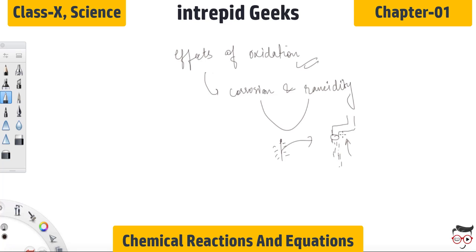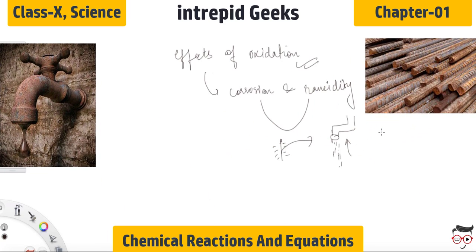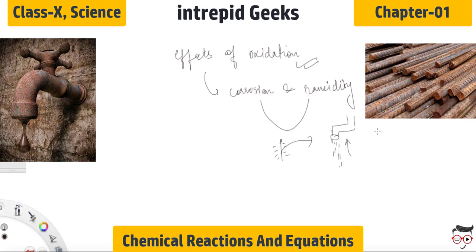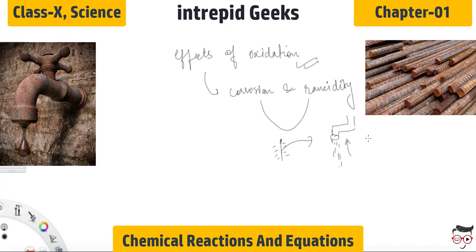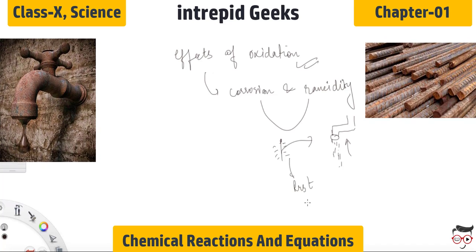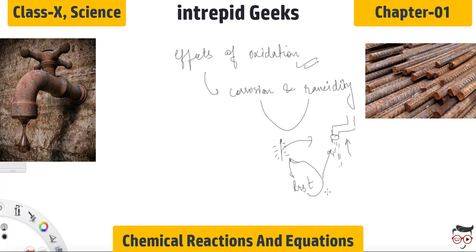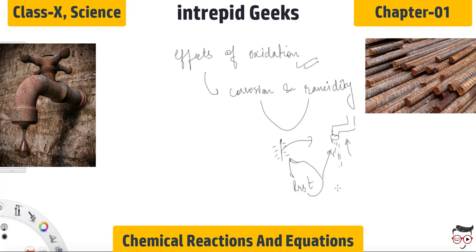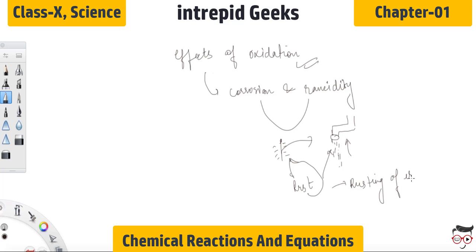Which is present in our houses, or iron rods which are also present in our houses, gets this reddish brown powder. So what is this reddish brown powder? We call it rust, and the process in which the iron articles get this reddish brown powder is known as rusting of iron. So rusting of iron is not a good process for us. It creates a lot of problems. Some other metals also get tarnished in this manner.